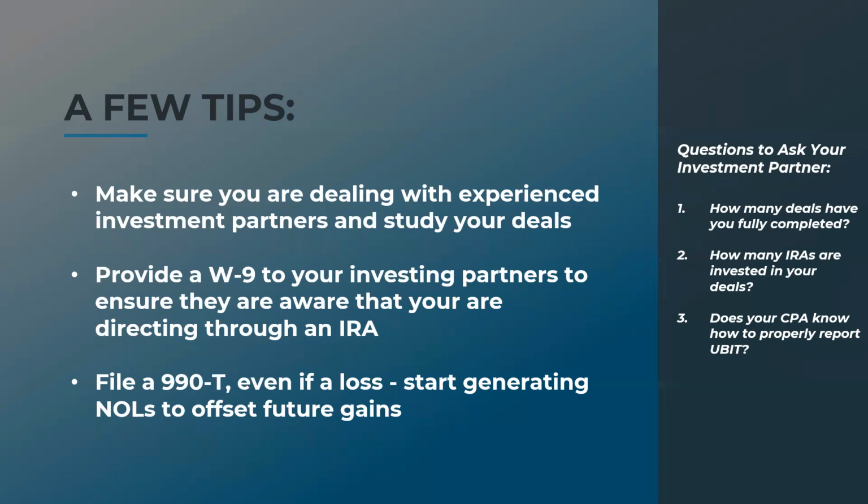And another thing you can potentially do is if you do have K1 income flow through, and let's say it's a syndication deal that has losses, and it shows a net loss. What you might want to consider doing is filing a 990T, even if that's a loss, so you can start generating net operating losses to offset future gains, because at some point you will likely have a taxable gain event off of that. Maybe when that sells and if it sells and it's appreciated, there could potentially be a gain that you'll want to offset. So start getting an NOL built up so you can offset when the time comes.